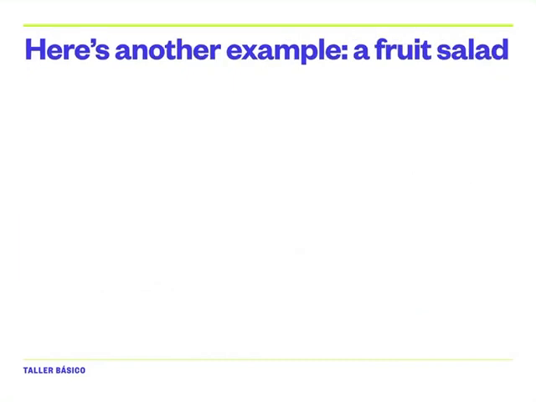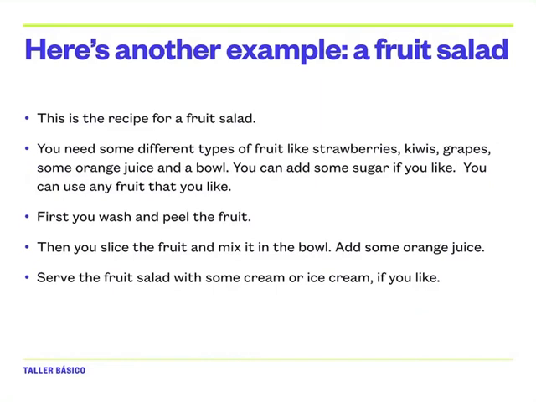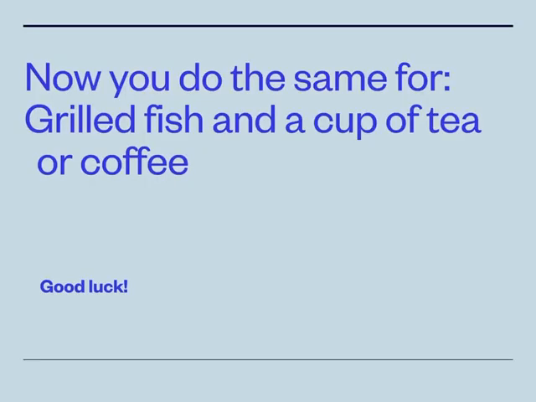Now, let's have a look at another example, a fruit salad. So this is the recipe for a fruit salad. You need some different types of fruit like strawberries, kiwis, grapes, some orange juice and a bowl. You can add some sugar if you like. You can use any fruit that you like. First, you wash and peel the fruit. Then you slice the fruit and mix it in the bowl. Add some orange juice. Serve the fruit salad with some cream or ice cream if you like.